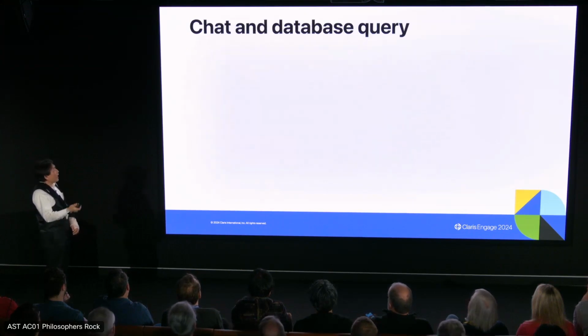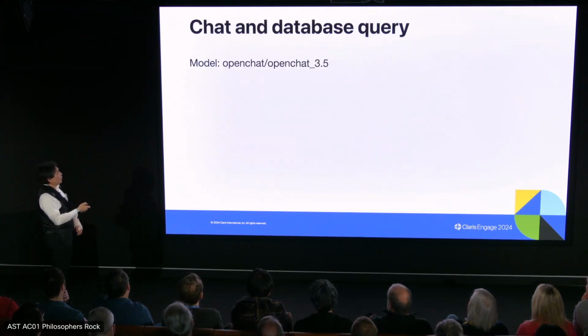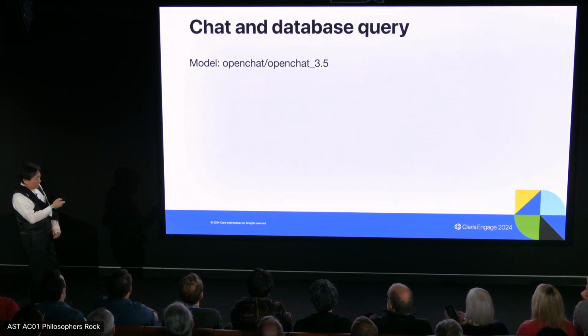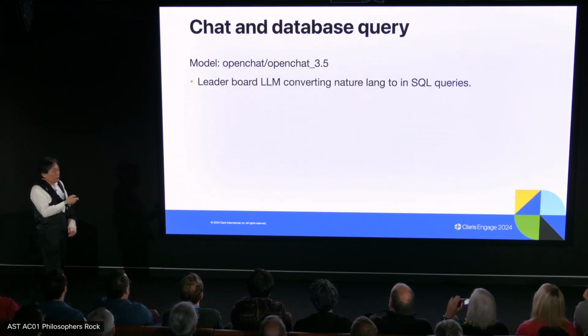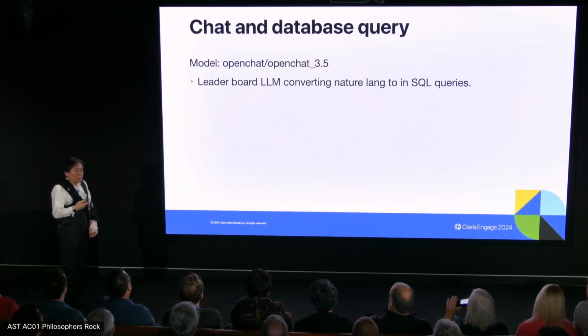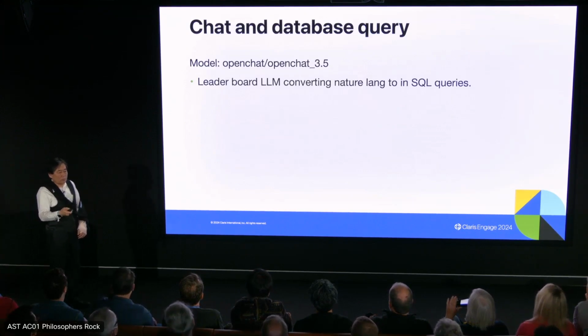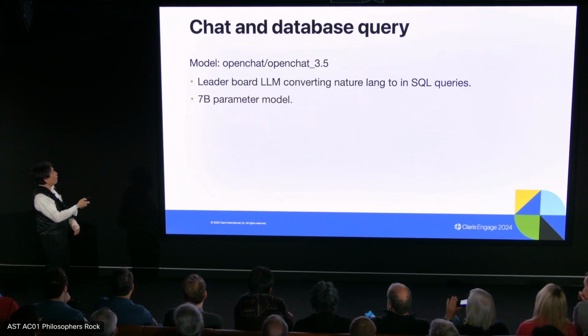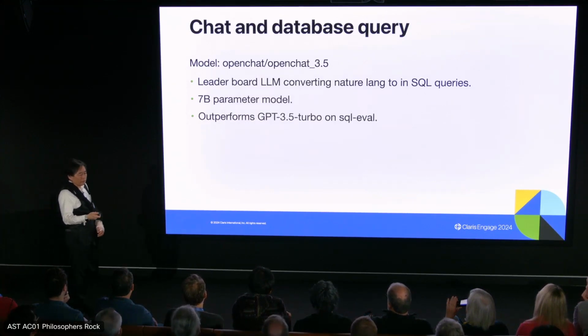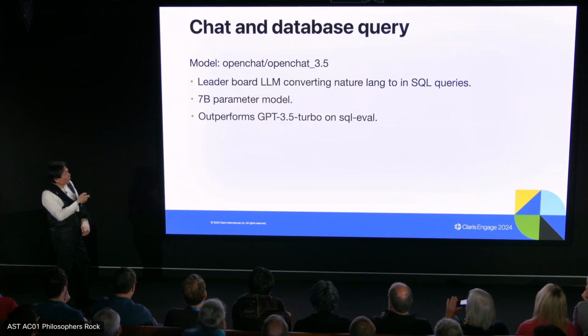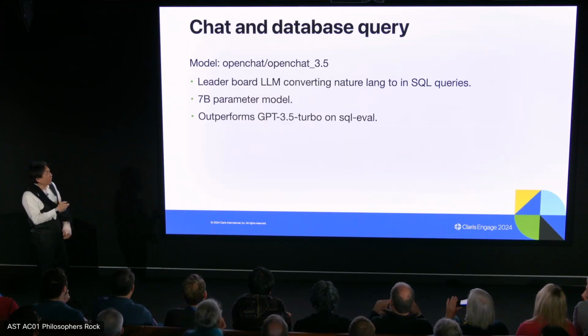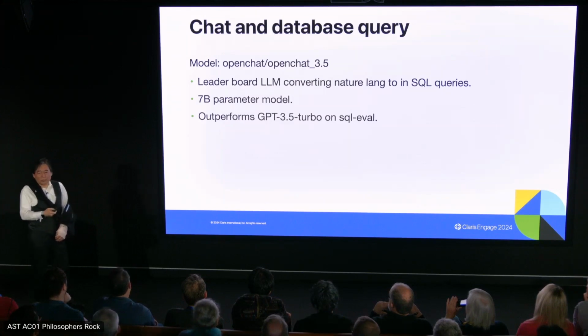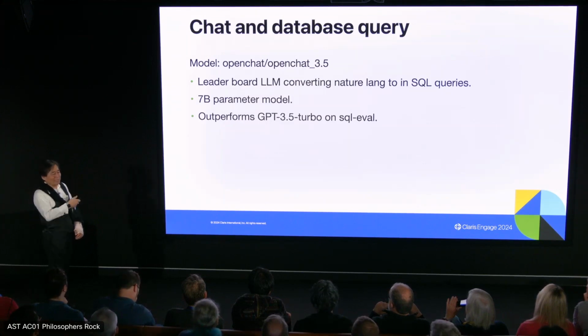Okay. Another kind of LLM I am interested in setting up is OpenChat 3.5, which is a leaderboard LLM for chat and converting natural language to SQL. Normally the 7 billion parameter one is good enough for general purpose. And according to its evaluation on the Hugging Face site, on SQL evaluation the OpenChat 3.5 outperformed GPT-3.5, but of course not as good as GPT-4.